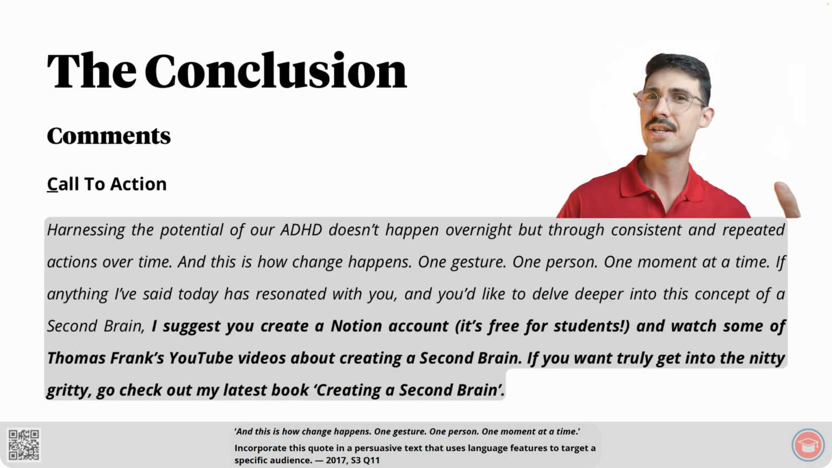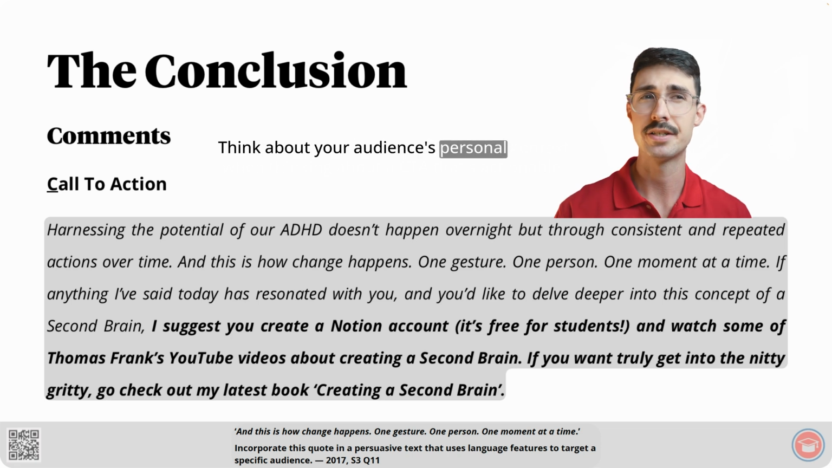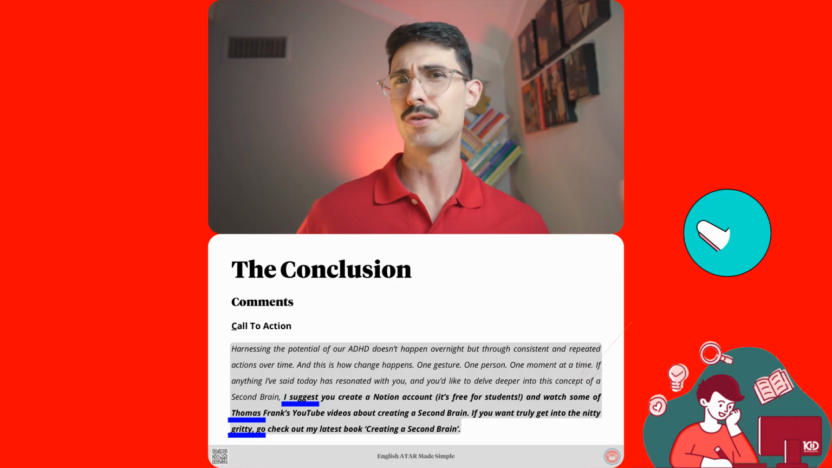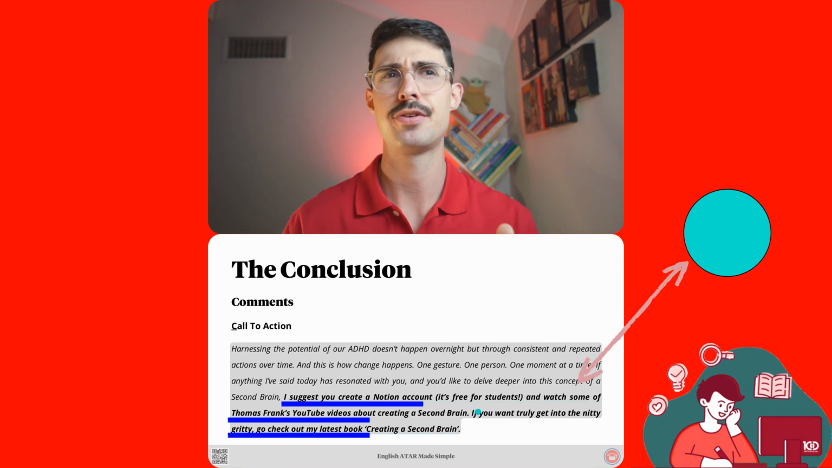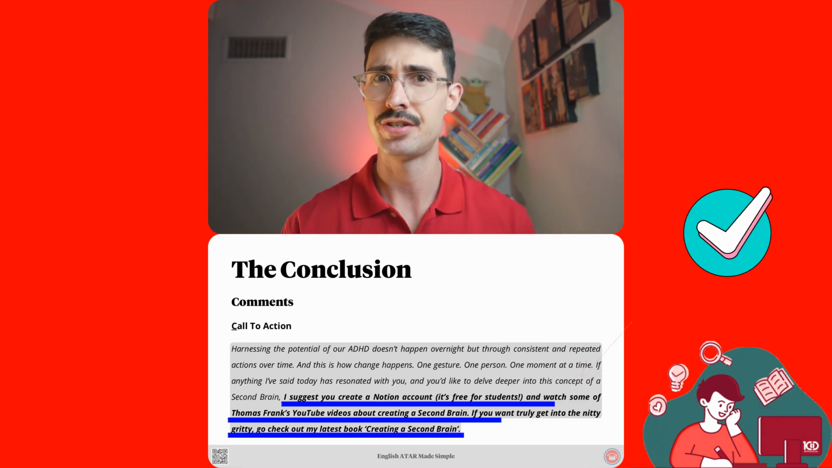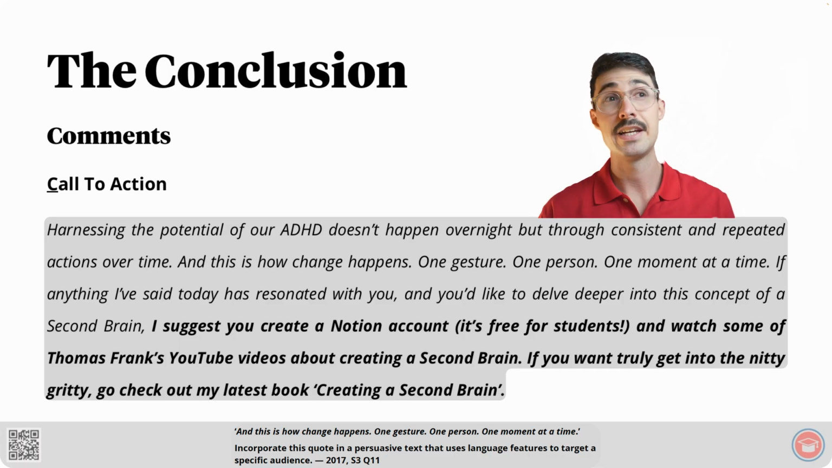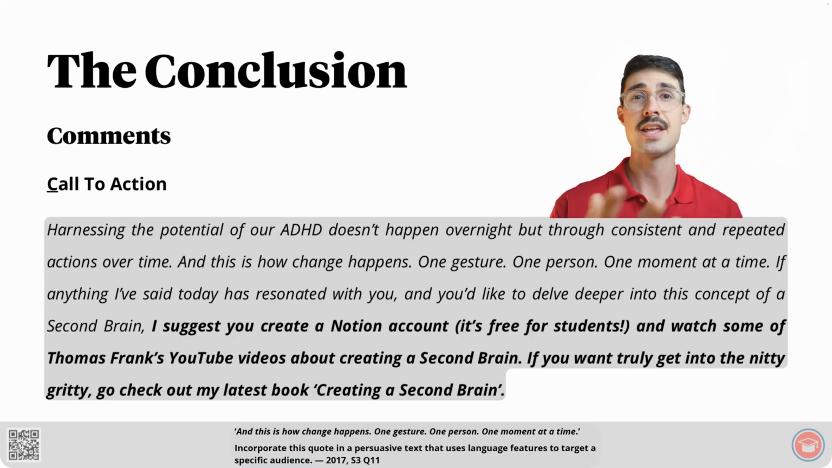Also, it's pretty useful to think about your audience's personal context when thinking about a CTA that's actionable. For instance, this CTA is better suited to the audience of second year uni students than the audience of year 11s and year 12s. This is because uni students typically have more time on their hands to explore this stuff. The CTA is more actionable for uni students than it is for high school students.